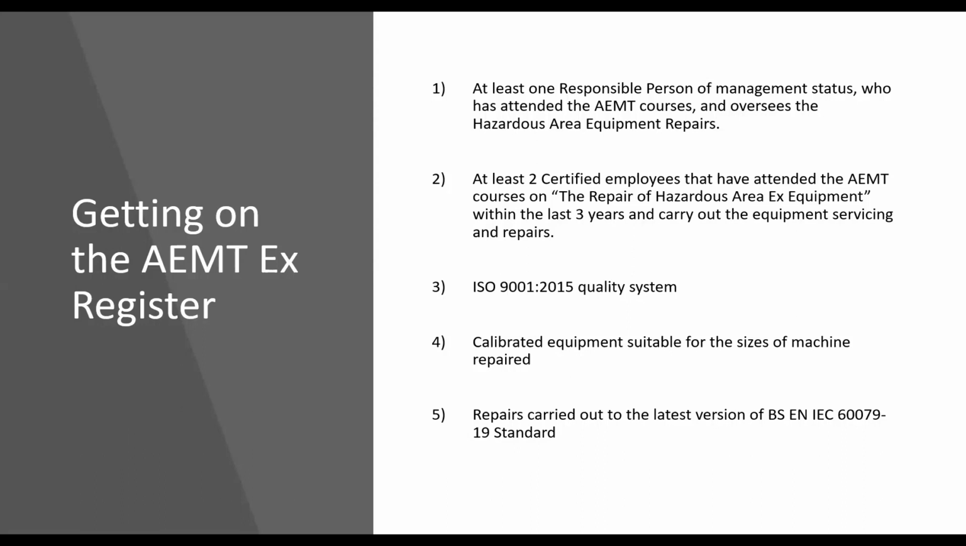Calibrated equipment, and make sure you have the correct size of equipment to measure and check the equipment in your building. There's no point having some 300 mil verniers and having a 500 kilowatt. You will not be able to measure with that equipment, will you? And to make sure that all your repairs are carried out to the latest version of 60079-19, the latest version. Not the one from 2011, that's 10 years old.